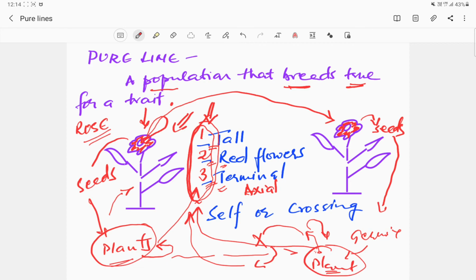We will learn about how pure lines are generated by geneticists in our next video. I hope you've understood what pure lines are. Pure lines can be generated for plants, for animals, and other organisms. And let me just state the definition once again: a pure line is a population that breeds true for a trait. I will see you in the next video. Thank you.